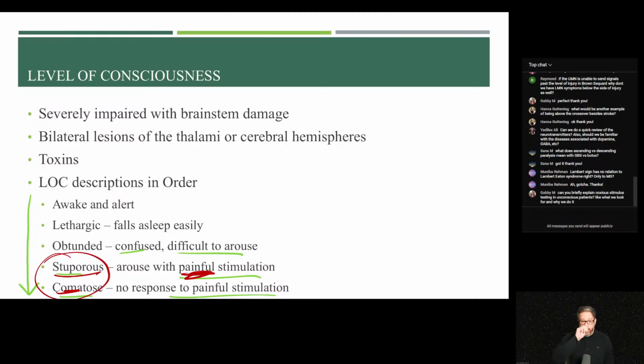So make sure you know these different levels of consciousness, because we're going to get to this next unit when we talk about disorders of consciousness, talking about delirium versus dementia. We're going to have to differentiate between delirium and dementia, and some of these things are there as well.